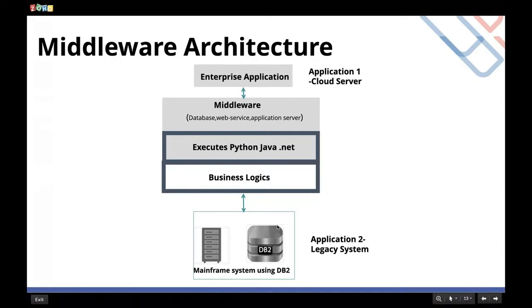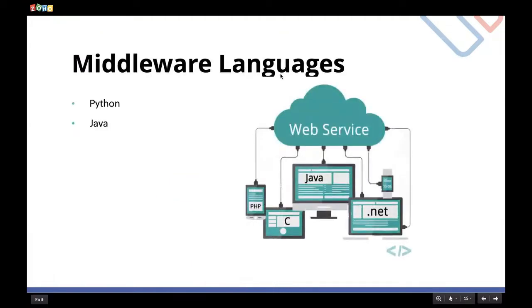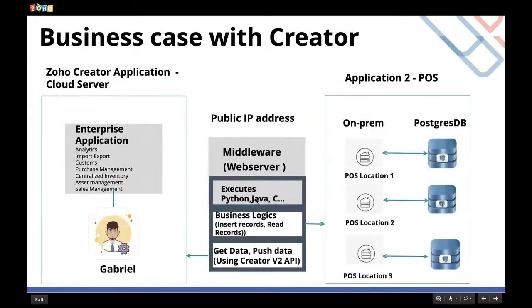So this down to top architecture will really make you understand the role of a middleware. And the languages, as I said, the software in the middleware framework could be Java, .NET, C, Perl, Python. You can go on and on. And this is one business case. Say I have my point of sales on prem and I have the data stored in Postgres. I want it to be pushed to Creator, which is an app in a cloud. So how do we achieve it?